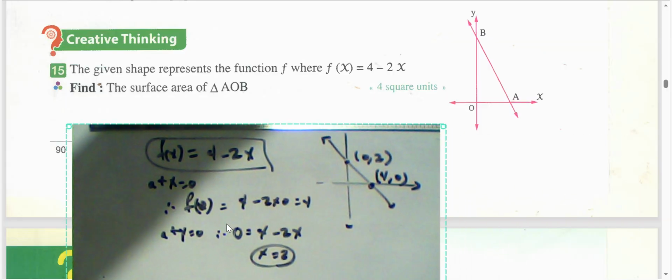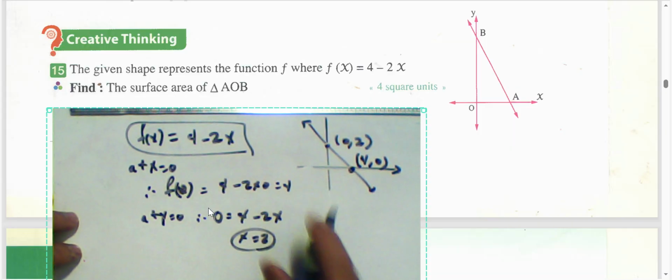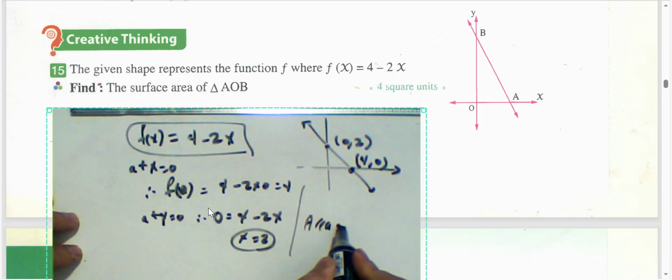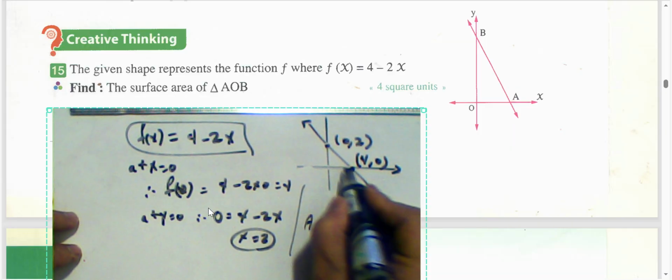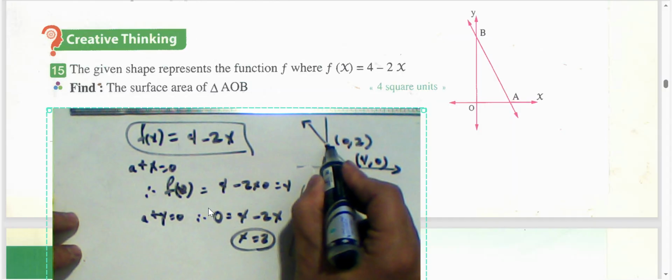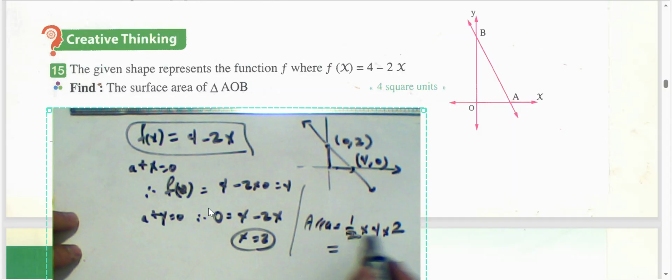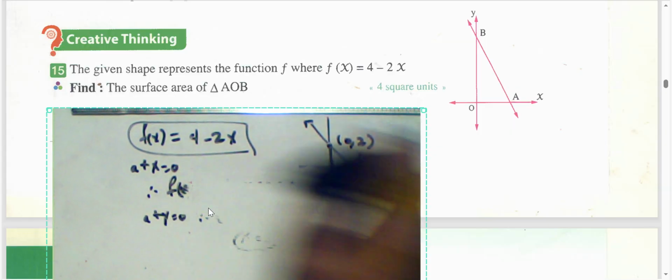Okay. Now we can find the area. Half times base times the height. The base here was 2 and the height was 4. Half of 4 is 2. 2 times 2 is 4. And the answer will be 4 square units. Okay, the area will be 4 square units.